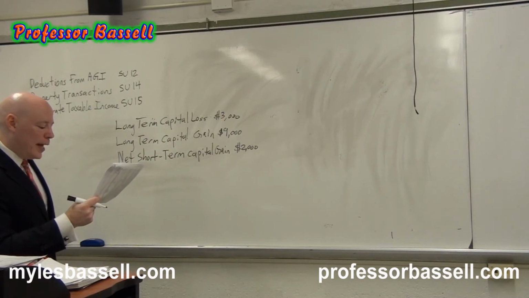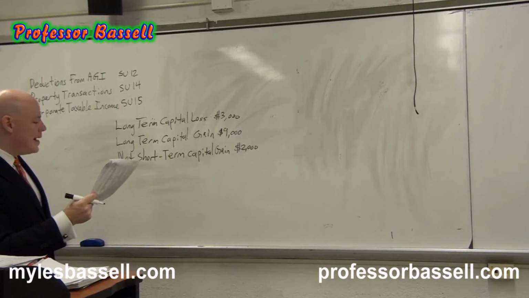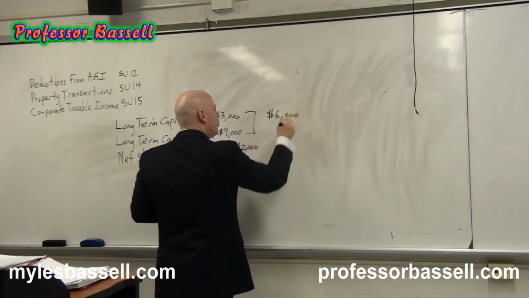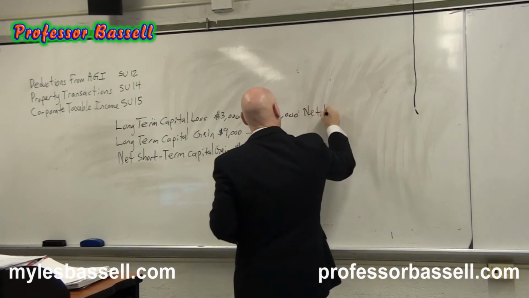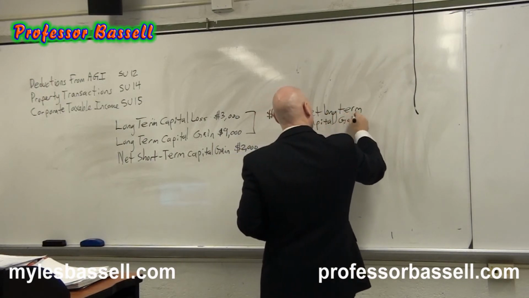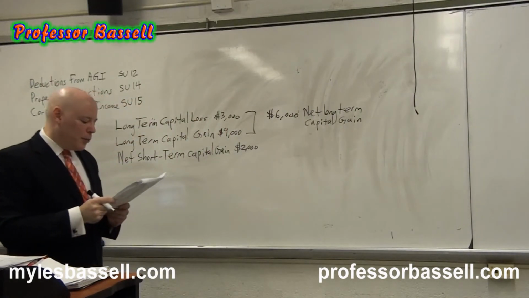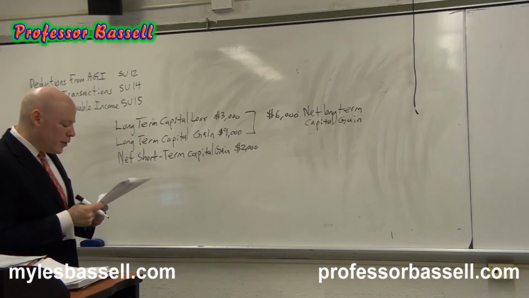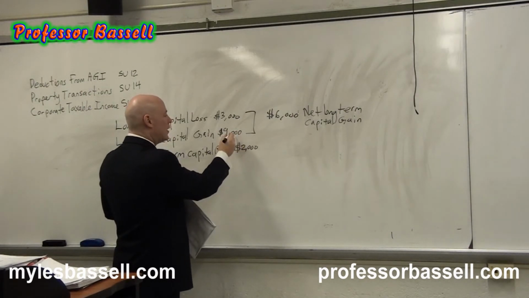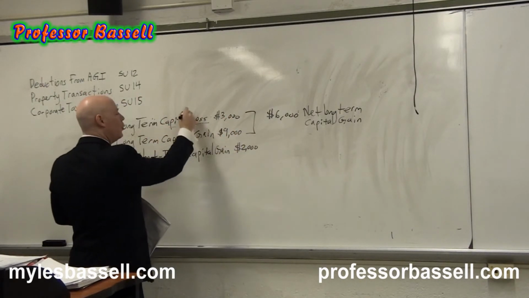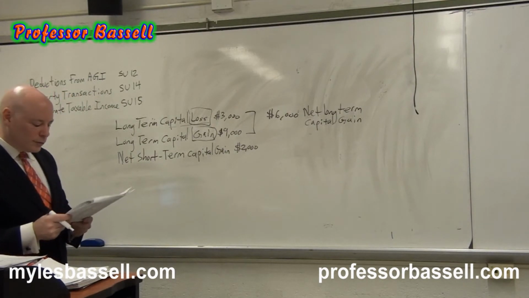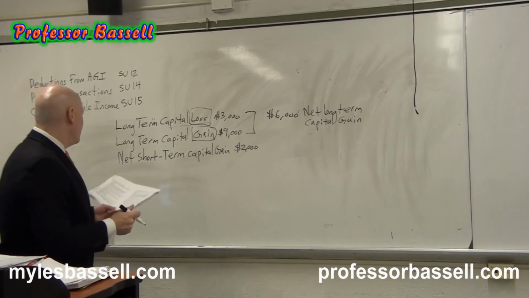the net long-term capital gain. The net long-term capital gain is $6,000, which is the long-term capital gain minus the long-term capital loss. So we subtract the $3,000, the long-term capital loss, from the long-term capital gain. We get $6,000. And from that we subtract the net short-term capital gain.